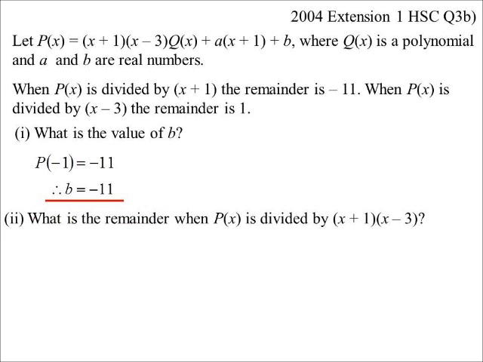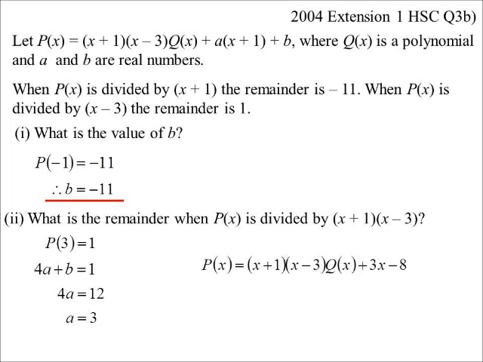What is the remainder when it's divided by x plus 1, x minus 3? Well, the other piece of information they've told me is that when we divide by x minus 3, the remainder is 1. So let's see what happens there. Polynomial of 3 is equal to 1. When I substitute that in, I get that 4a plus b is 1. But in part I, we worked out b was minus 11, so we can work out a. a is 3. So now I can go back and work out the remainder. If I sub in 3 for a, and minus 11 for b, we come up with 3x minus 8 as the remainder. So there's that, 3x minus 8.